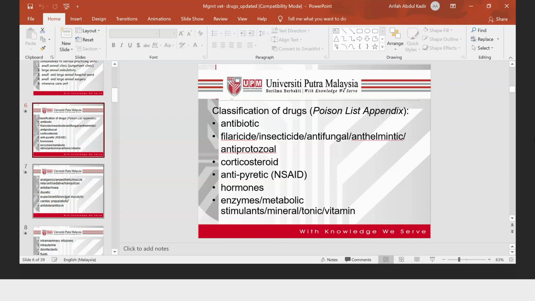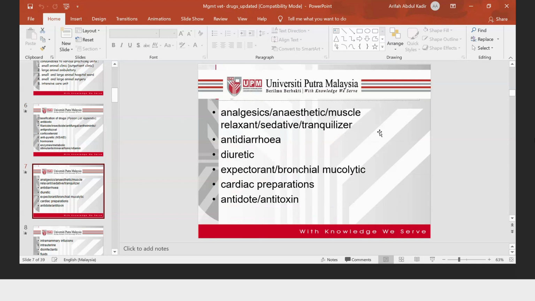And then the other groups will be the analgesic. So these are drugs that act on the central nervous system. Okay, analgesic, anesthetic, muscle relaxant, sedative, tranquilizers, anti-diarrhea drugs, diuretic. So expectorant and bronchial mucolytic are basically drugs that act on the respiratory tract.